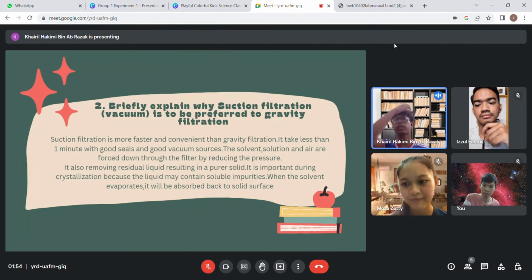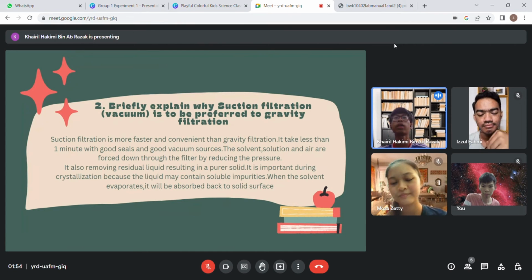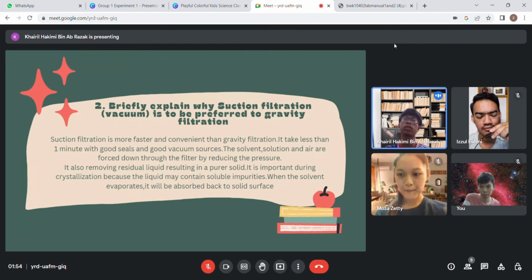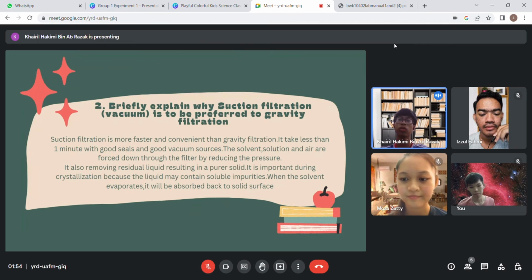Briefly explain why suction filtration, or vacuum filtration, is to be preferred to gravity filtration. Suction filtration is faster and more convenient than gravity filtration. It takes less than 1 minute with good seals and a good vacuum source. The solvent, solution, and air are forced down through the filter by reducing the pressure. It also removes residual liquid, resulting in a purer solid. It is important during crystallization because the liquid may contain soluble impurities. When the solvent evaporates, they will be absorbed back onto the solid surface.